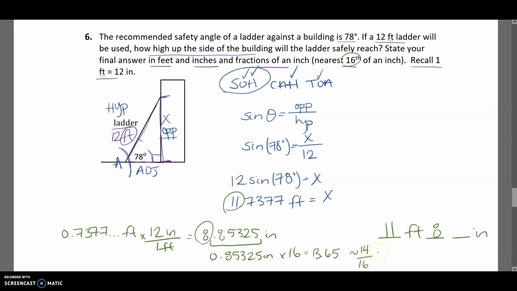You do need to remember to always reduce if possible. This reduces to 7/8. So my final answer is that the ladder will reach 11 feet, 8 7/8 inches up the wall.